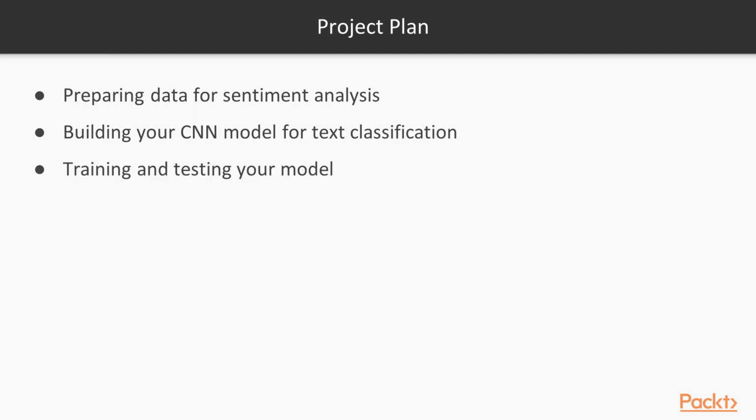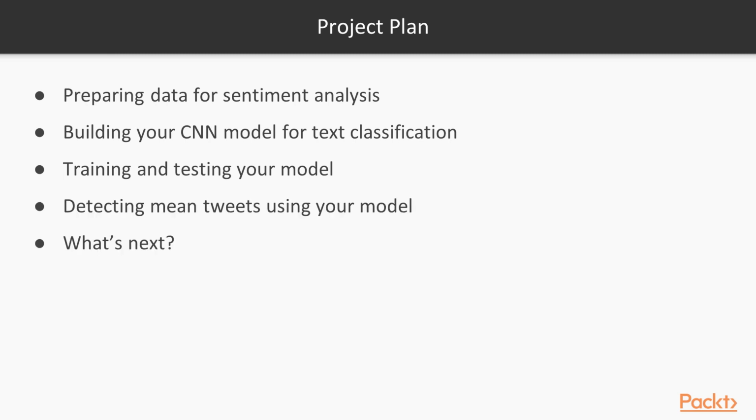Then we will train and test our model with the data that we've prepared to find the best model that we can get. And here you'll learn which metrics are important, what you should look for when training and testing your model to get the best model that you can get. And the last step is to actually use this model to detect those tweets, and then we'll explore what we can do even more to improve the performance of our model.